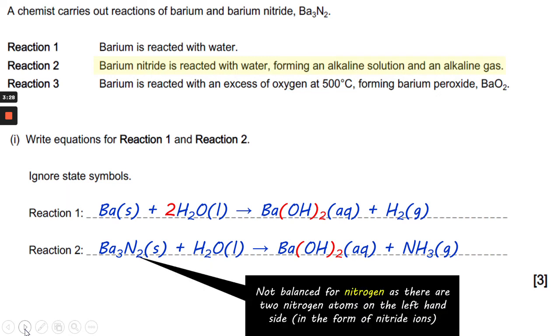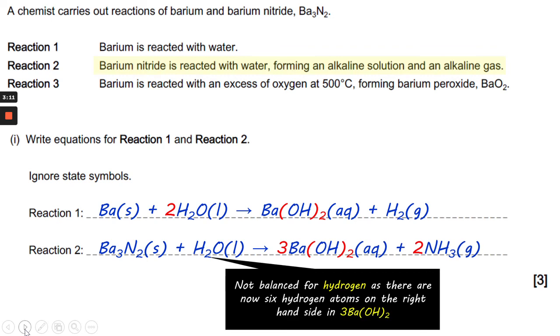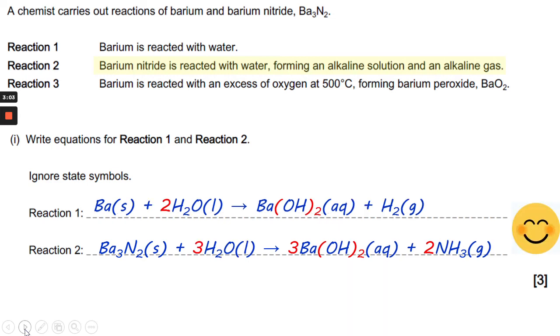It's not balanced for nitrogen, as there are two nitrogen atoms on the left-hand side in the form of nitride ions. So therefore, we need to put a 2 in front of the ammonia. What this now creates is it's not balanced for barium, because the barium has 3 on the left-hand side and only 1 on the right. So we put a 3 in front of the barium hydroxide, it's now not balanced for hydrogen. So therefore, we have to balance the water to make that work.